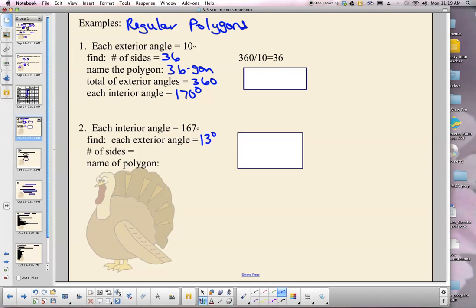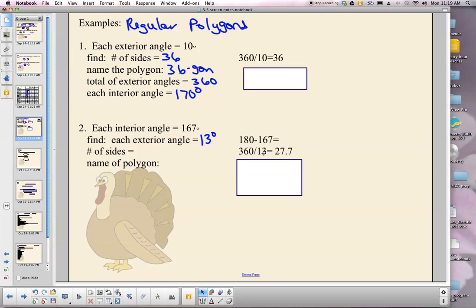If each exterior angle is 13, you'd take 360 divided by 13, and you get 27.7. So it would have 27.7 sides. A regular polygon would not have 0.7 of a side because that wouldn't make it regular. It would be irregular. So to name this polygon, we would say DNE, which means it does not exist. There is not a regular polygon that has 27.7 sides.